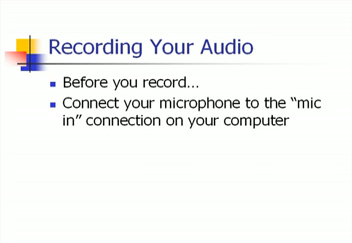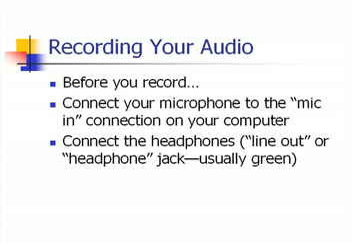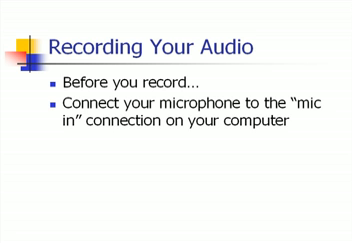Before you record, a few basic setup configurations are required in order to record a podcast. First, connect your microphone to the microphone in connection on your PC. Connect headphones to the stereo line out or headphone jack. That's generally the green audio connection. Don't forget to put those headphones on. A laundry list of audio optimizations for your PC are recommended to keep your system running smoothly during recording.